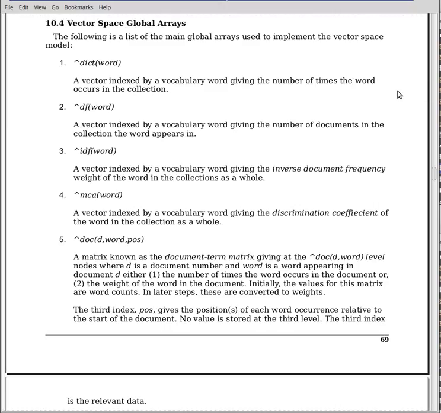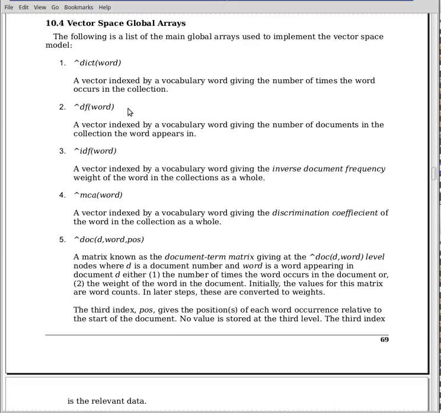Let's look at the global arrays that we'll be building as part of the vector space model. First of all, it will be dict, up arrow D-I-C-T. This is the dictionary. It's indexed by a word, and the value stored at it will be the number of times the word occurs in the collection. The total number of times a word occurs in the collection.